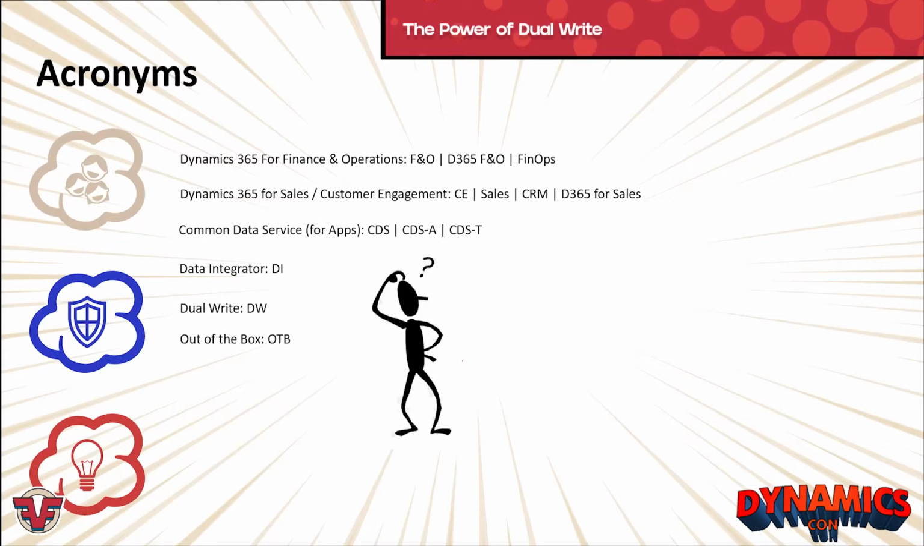So I'll be using all these words in replacement of each other. I would say Dynamics 365 Finance and Operations would be FNO, 365 FNO, FinOps, and Dynamics 365 for Sales, customer engagement, CE, Sales, CRM, Dynamics 365 for Sales, Common Data Service, CDS, CDS-A, and CDS-T, data integrator, DI, Dual-write, DW, and out of the box, which is OTB. So please keep these acronyms in mind throughout my whole presentation.